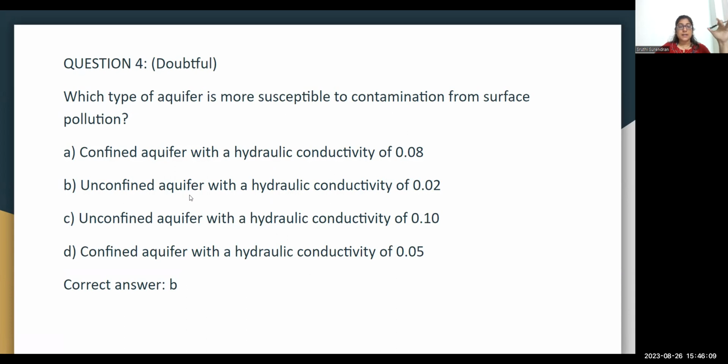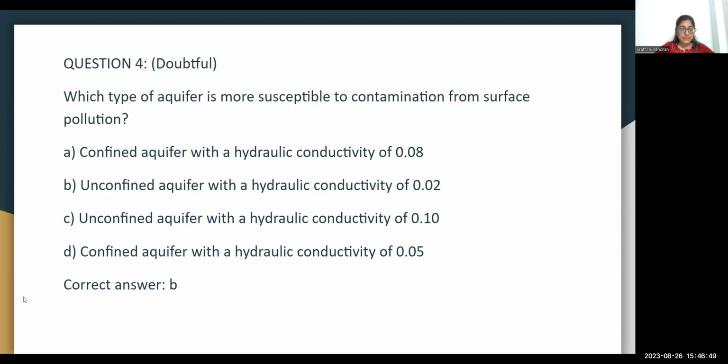Here they have mentioned an unconfined aquifer with a hydraulic conductivity of 0.02 and an unconfined aquifer with a hydraulic conductivity of 0.1. So when we compare confined and unconfined aquifers, the susceptibility of an aquifer to contamination is more in an unconfined aquifer in comparison to a confined aquifer. But when hydraulic conductivity is considered, it is more likely that an aquifer with higher hydraulic conductivity will allow the pollutant to be transported through the media better than a soil media whose hydraulic conductivity is less.